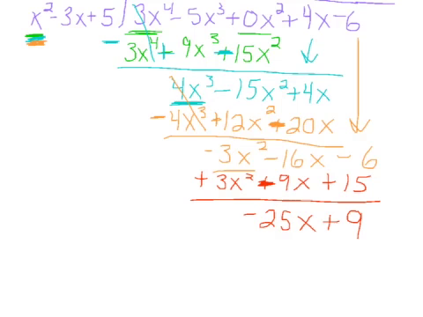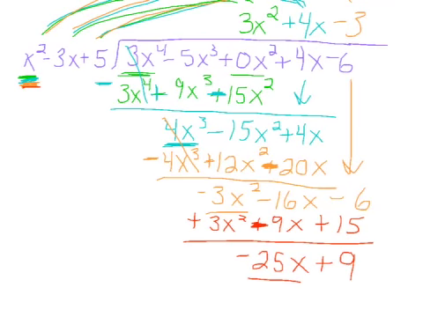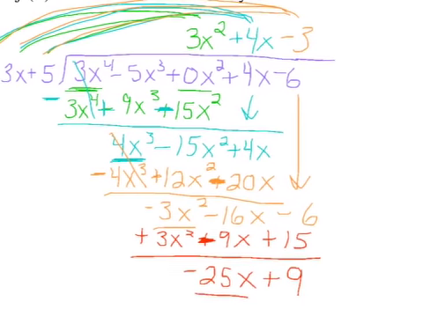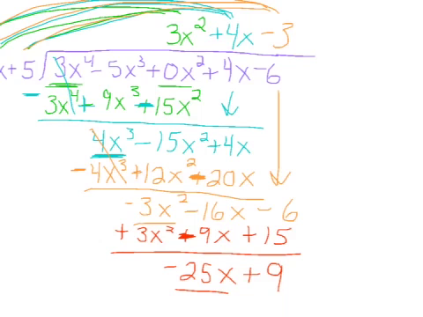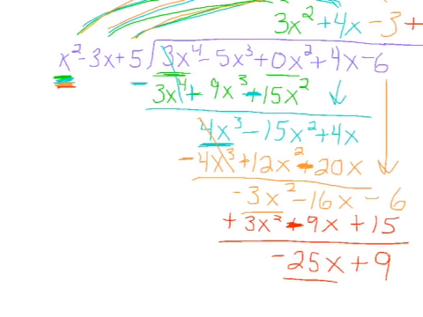So if you notice, we have run out of numbers to drop down, and also x squared is too big to go into negative 25x. So negative 25x plus 9 is actually our remainder. So we're going to do the same thing that we did in regular long division. We're going to take our remainder, negative 25x plus 9, and we're going to put a plus sign and put negative 25x plus 9 over what we were originally dividing by, which was x squared minus 3x plus 5.